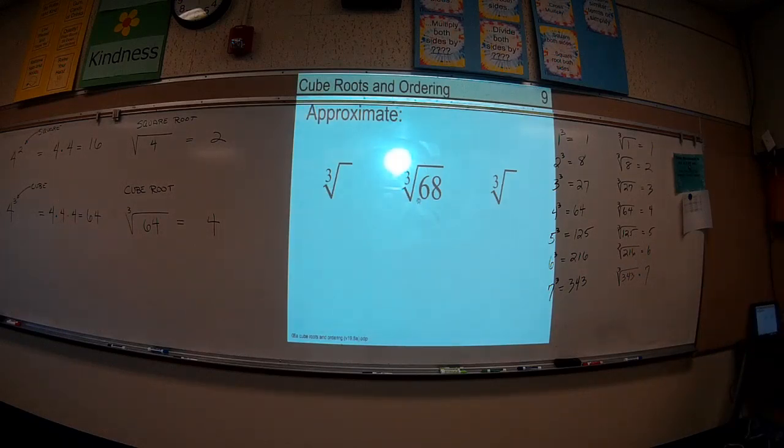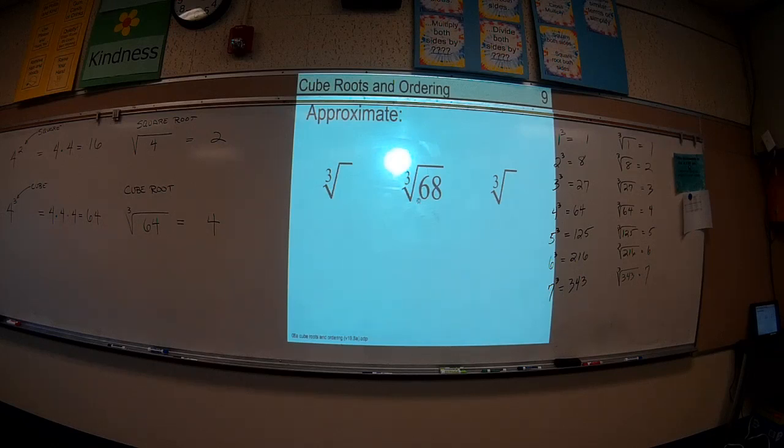Approximate the cube root of 68. Start by building yourself a neighborhood. Bless you. Thank you. Does that change? And then you're walking down the street. And then does that change? That's a nice neighborhood.